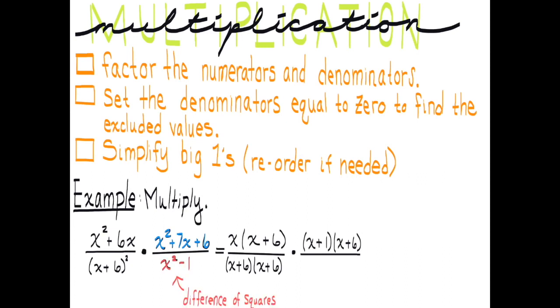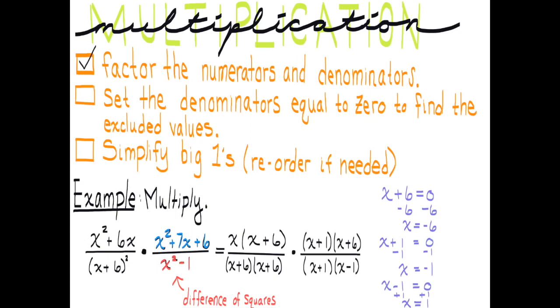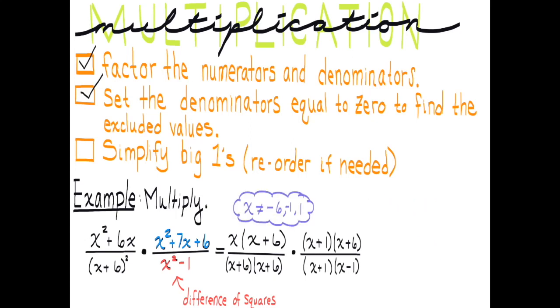Now, x squared minus 1, you can use a shortcut for the difference of squares. So it's just x plus 1 and x minus 1. Now I can write my denominators equal to 0, and I get -6, -1, and 1. Remember, just the denominators.